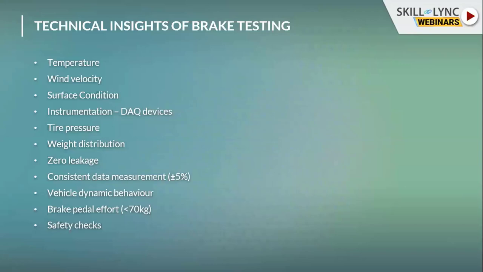So some of the technical insights of the brake testing, we can just run through the 10 bullet points, which are very important in the brake testing. First of all, the temperature. The temperature I mean is that both the ambient temperature and the temperature on the drum and liners should be maintained. The ambient temperature should be between 15 to 45 degrees Celsius, and I'll be telling the regulation and the standards in the coming slides.